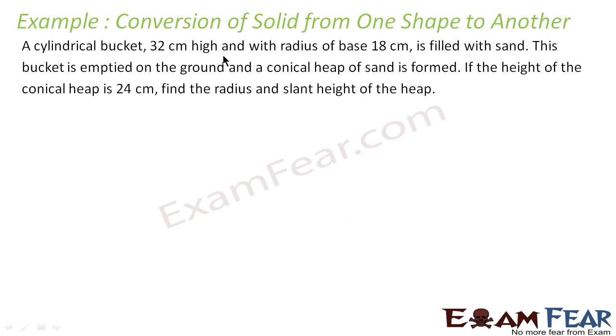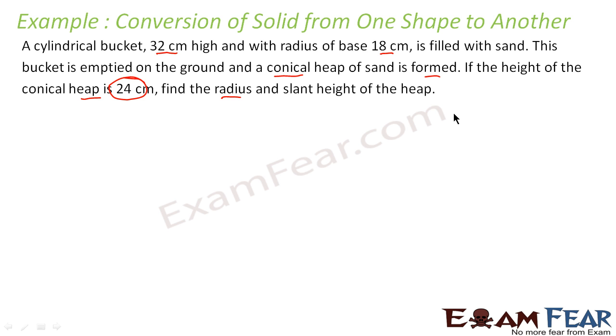Take one more example. A cylindrical bucket, 32 cm height, radius 80 cm, filled with sand. The bucket is emptied on the ground and a conical heap of sand is formed. We have to find the height of the conical heap. The height is 24 cm, given. We have to find the radius and slant height of the heap.